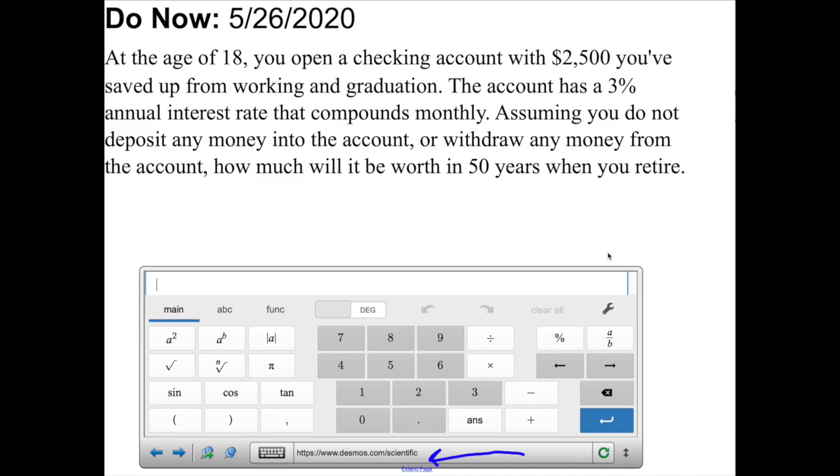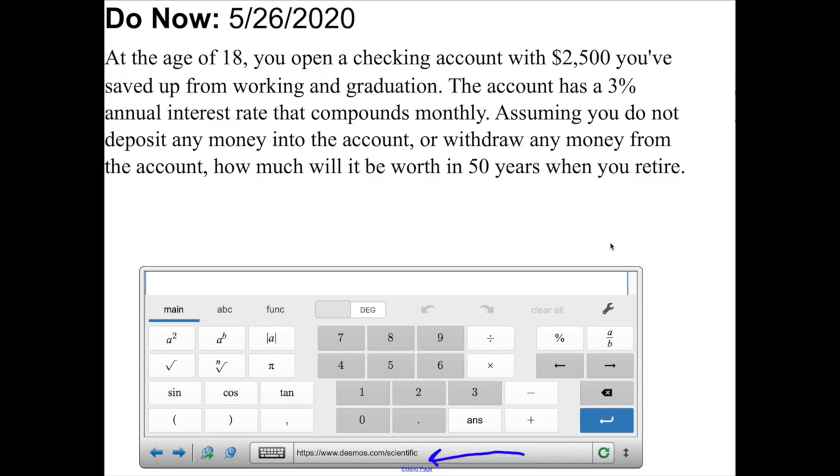Now, this is unrealistic, of course, because even if this was a retirement account, you would at least be contributing to it. So what we're going to actually get in this answer is the minimum amount you would have, right? You'd have at least this much. If you think about it, if you continue to deposit 2,500 each year, or even like 500 each year, you're going to have a lot more than this. But in any case, here's what I want you to do.